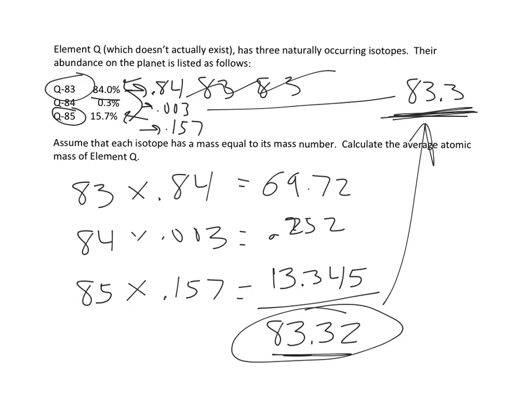One thing people do is they add up these three numbers, and they're so used to taking an average, they divide by 3. Well, if you divide this number by 3, you're going to get an answer that makes no sense whatsoever. You're going to get something like 26. And you can't have, if all these elements weigh 83, 84, 85, their average can't be 26. So always make sure your average makes sense when you're done. And this does in this case. So that's how you calculate an average atomic mass, provided you know the percent breakdown of each element.